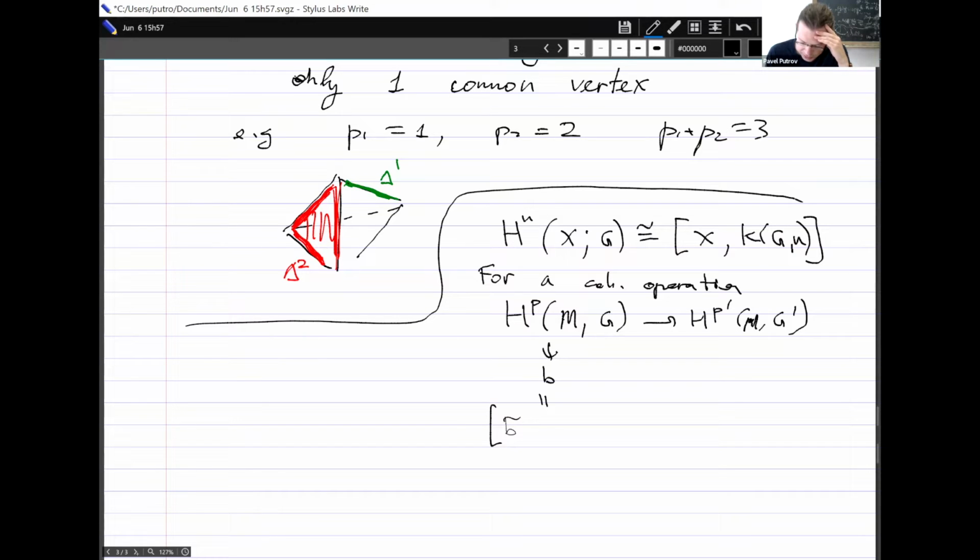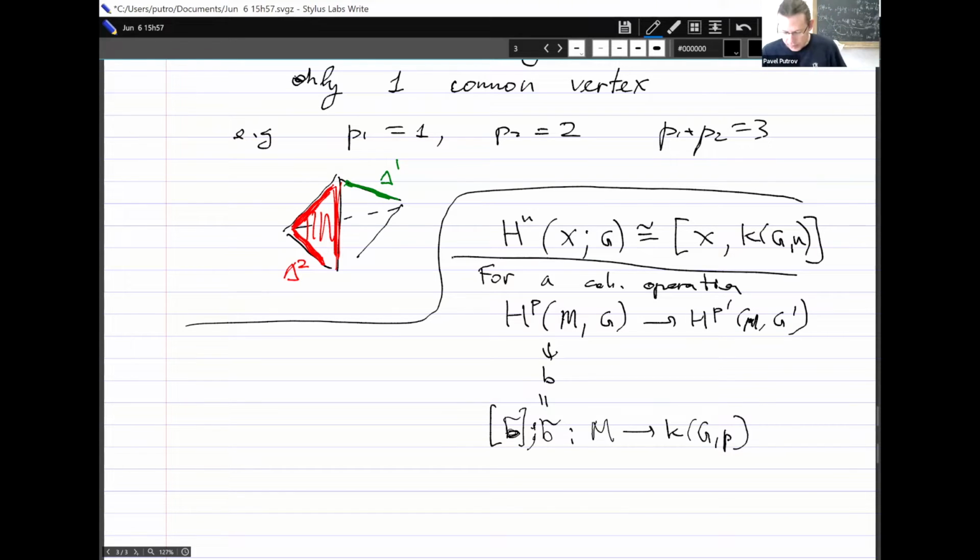Let's say B tilde, which is a map, using the correspondence maps. This can be understood as a class of map B tilde from M to KG. And then suppose we have now F, a map from KGP to KG prime P prime.